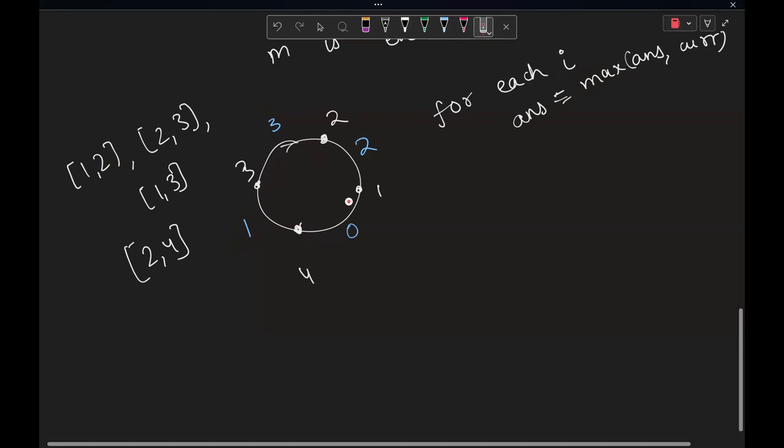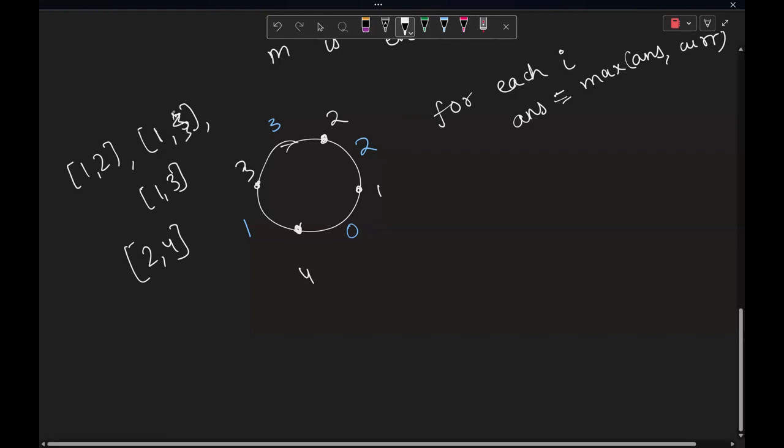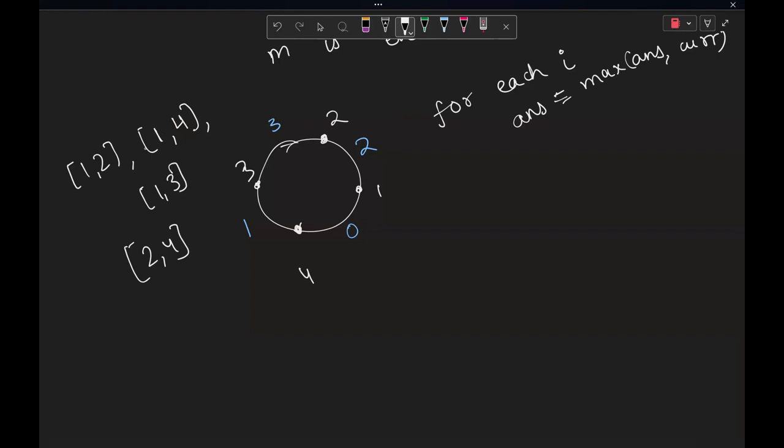At the very least, this looked like what is going to happen. But then I realized, what if there was a block from 1 to 4? Let's see what will happen if the block was from 1 to 4. In that case, things will look like this. I'm getting the answer 3.